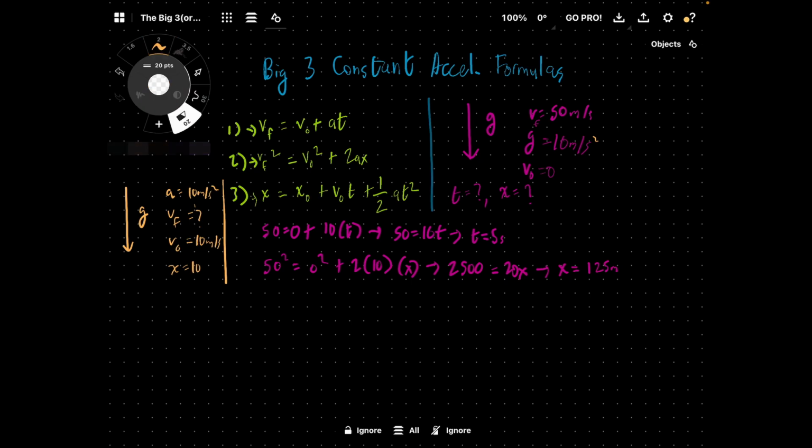Sorry, no, not 100. Why don't we have 1,000 meters, or it fell an entire kilometer? We need to find final velocity given acceleration, initial velocity, and the distance.